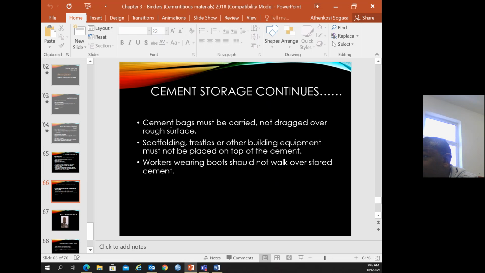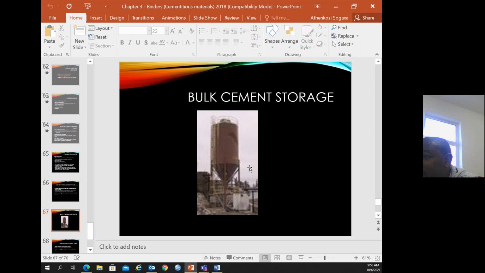The cement bag must be carried and not dragged over rough surfaces, because you might tear the bag and cause a problem. Once it's open while it's down, it will react, meaning that it could easily react and get hardened. So for scaffolding, you lift that high. Workers wearing boots should not walk over the cement.